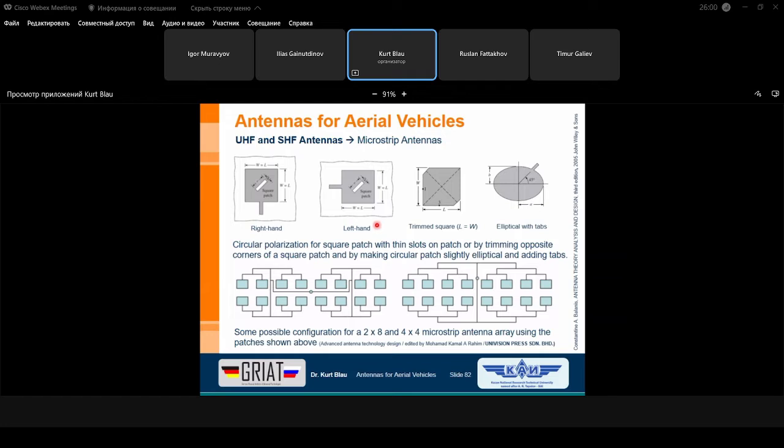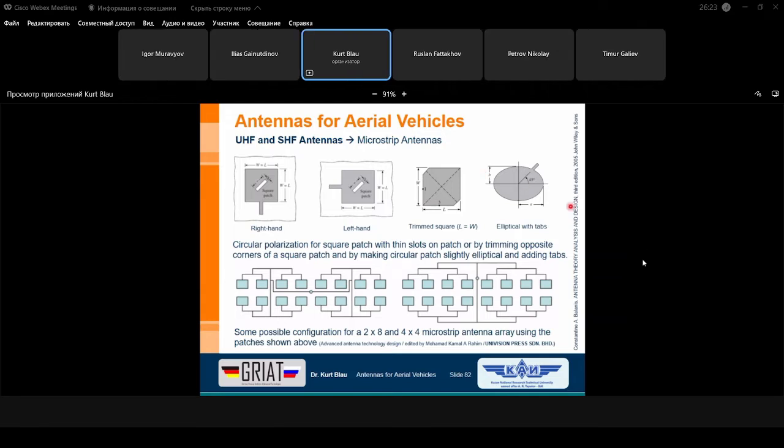Another possibility is also to cut the edges here. It depends on the location of the feed point. If the feed point, for instance, is lying on this point 3, then we have, let's say, a right-handed polarization. And if the feed point is located on point 1, then we have left-handed. Another possibility is here.